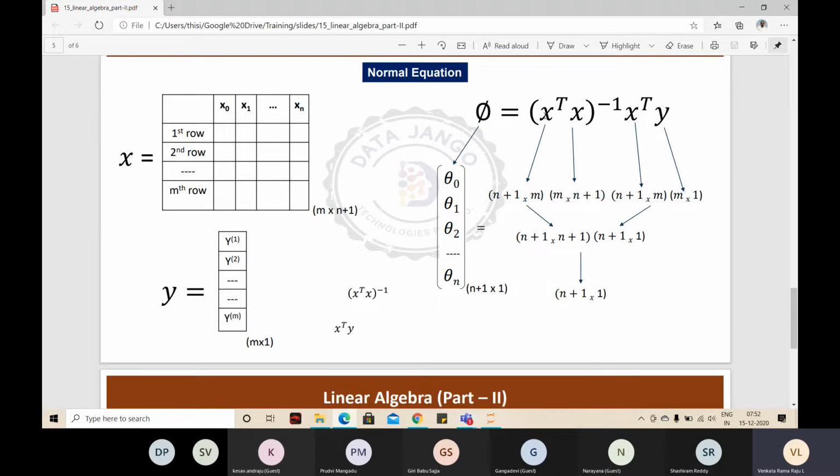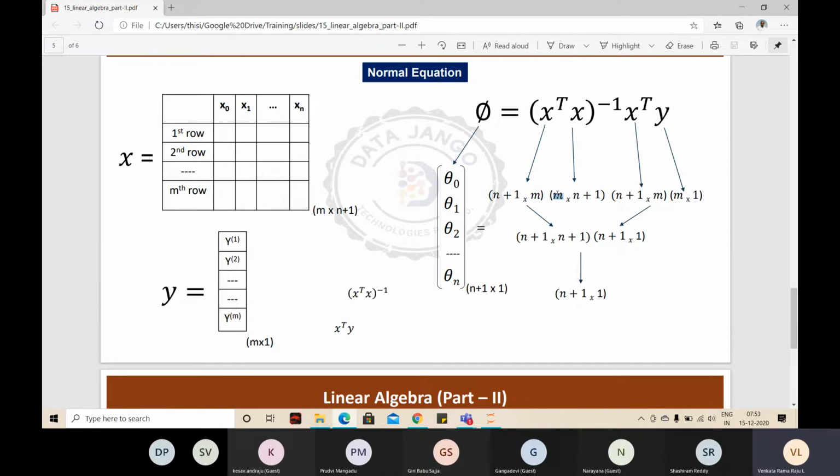So we are multiplying the matrix with itself. This operation we do many times in AI. Multiplying a matrix with itself is always done like this: X transpose X. We can multiply because the m's are matching. The number of columns in the first matrix should be equal to the number of rows in the second matrix. Then only you will be able to multiply.